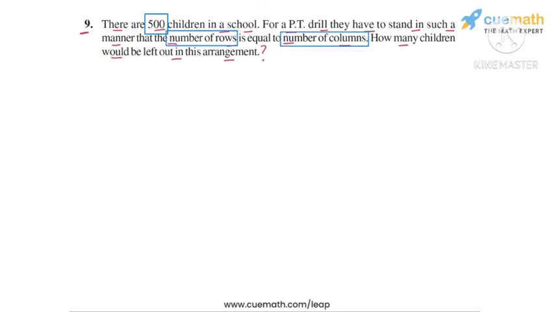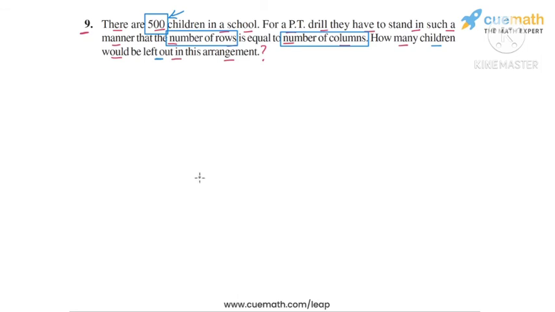So as many children as possible are made to stand in a square formation, but some children will be left out. And why is that? That is because 500 is not a perfect square. So if you try to arrange 500 children into a perfect square formation, some of them will definitely be left out because 500 is not a perfect square. So we have to find out how many children will be left out.